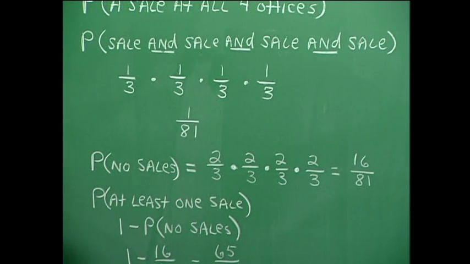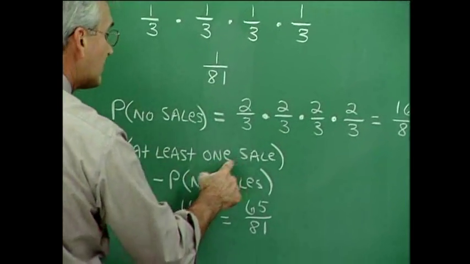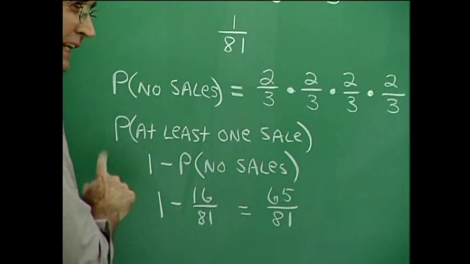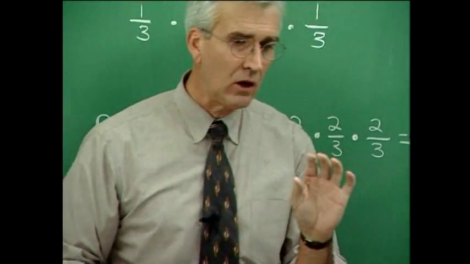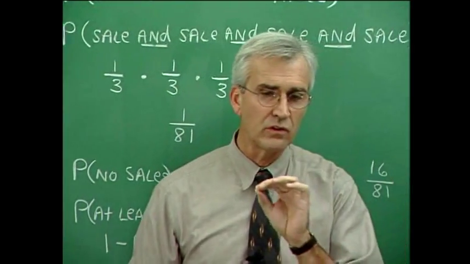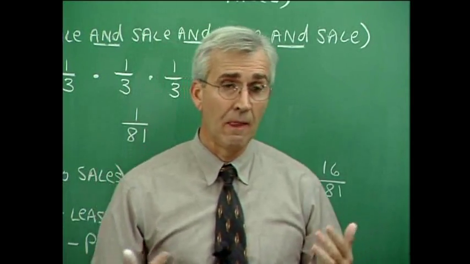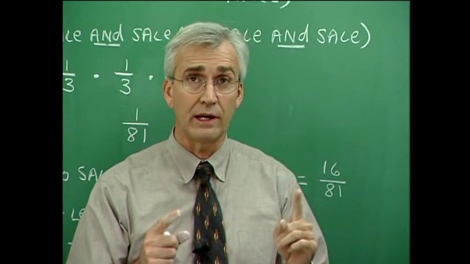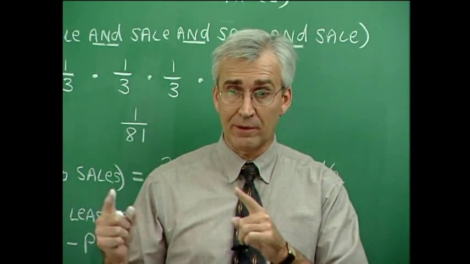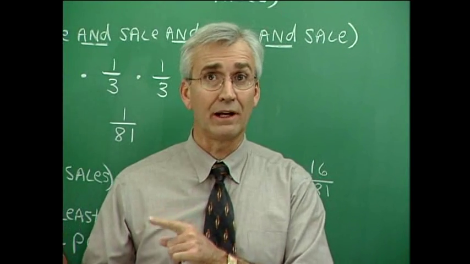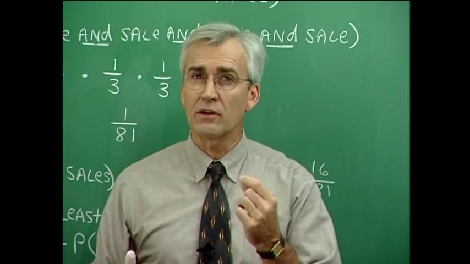Now, here's the interesting one, in my opinion. The probability of at least one sale, at least one, that's saying the probability of making one or more sales. Now, one way to make that calculation is to calculate the probability of exactly one sale, and add the probability of exactly 2, and add the probability of exactly 3, and add the probability of exactly 4. You see, that's a way to do this. But there's a better way to do it.